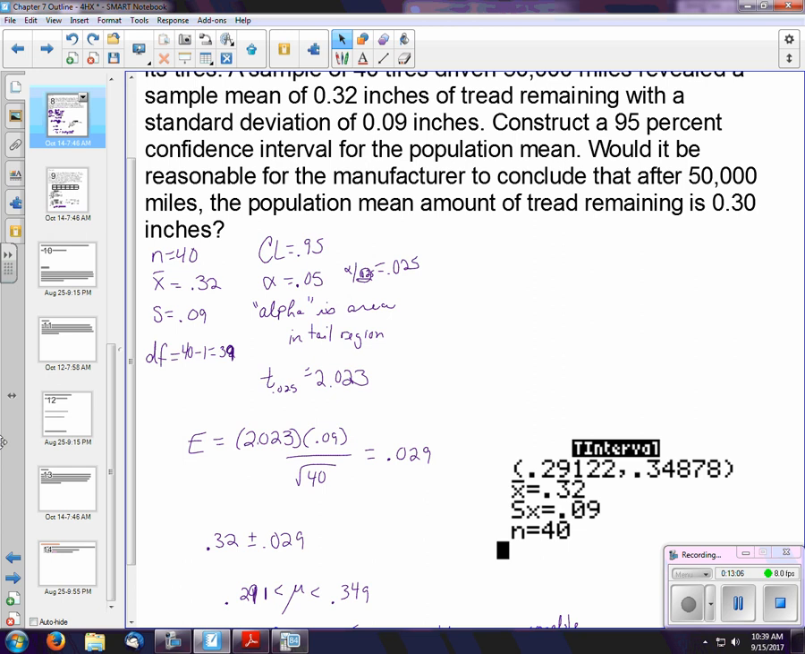Stay tuned because in the next video we'll look at how we can also apply this information to calculating confidence intervals when we have qualitative data such as proportions.